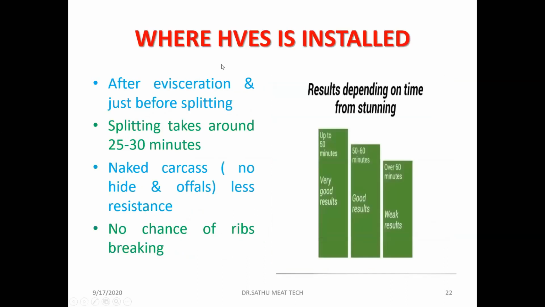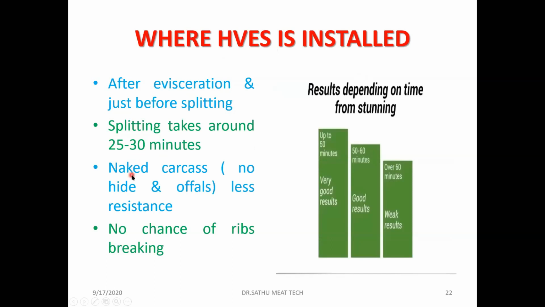So where high voltage electrical stimulation is installed, you can install it after evisceration, before splitting. Immediately after evisceration and before splitting, you give the electrical stimulations. In the big processing units, the time between evisceration and splitting of the carcass is around 25 to 30 minutes. So immediately after the evisceration, go for electrical stimulations.